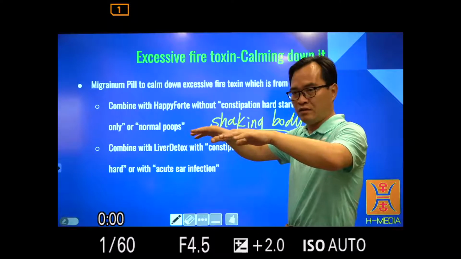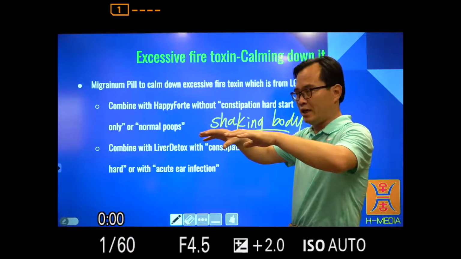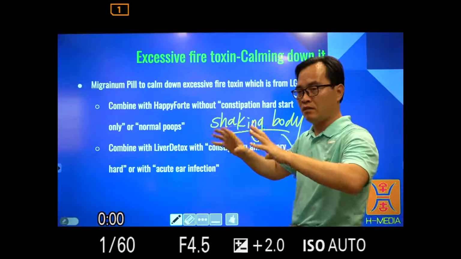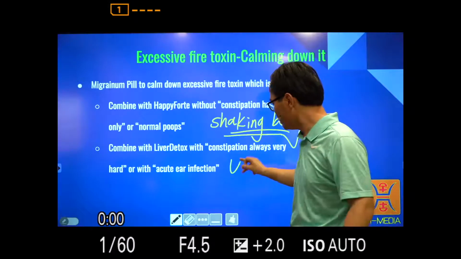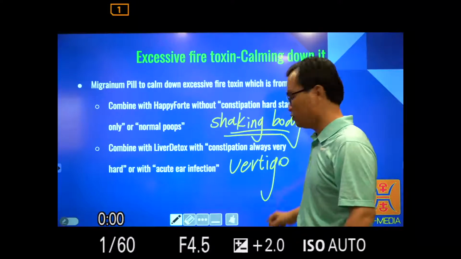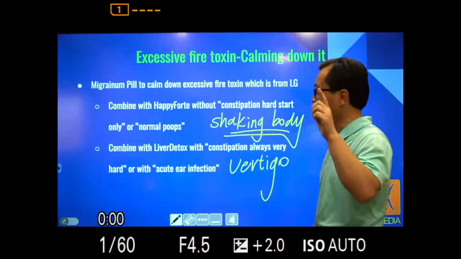So from this kind of way, we can check if the people have internal wind or not. The shaking body, and also the vertigo. Vertigo also shows the people have the internal wind in the body.